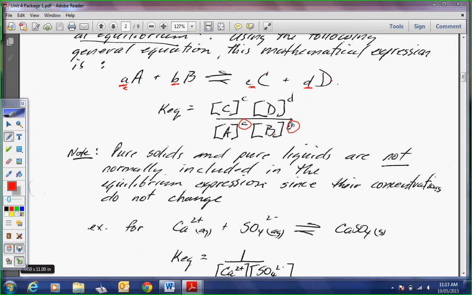Sort of? Yes. The big letters are the chemicals. The square brackets are the concentration. So it's the concentration of.